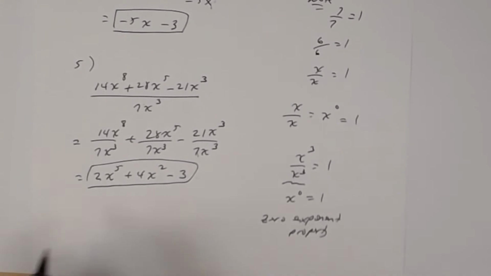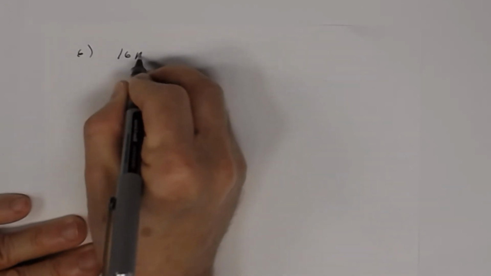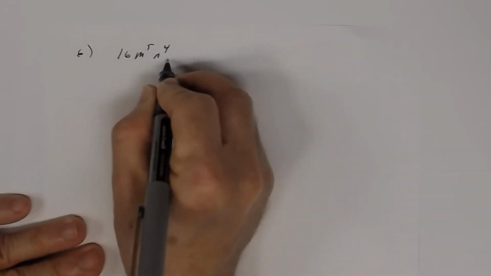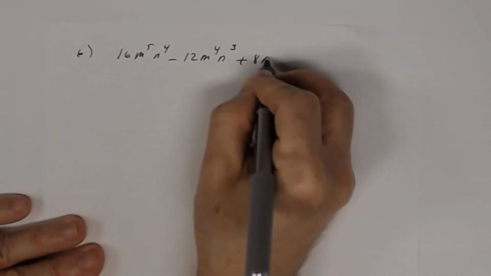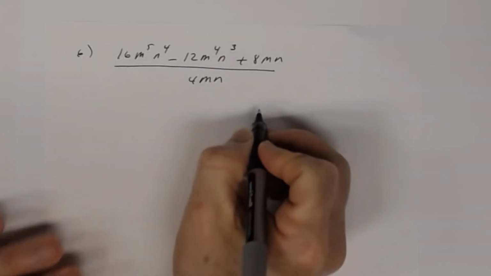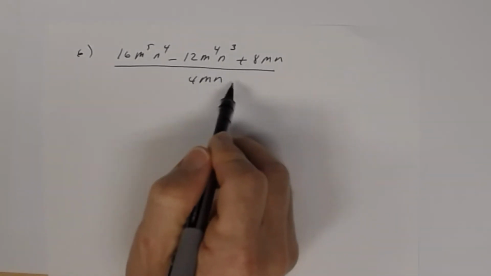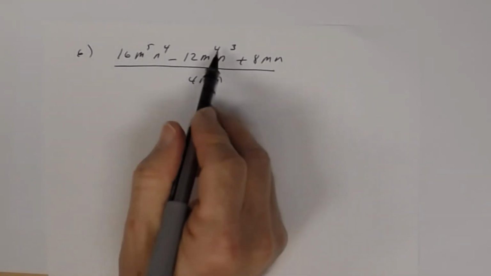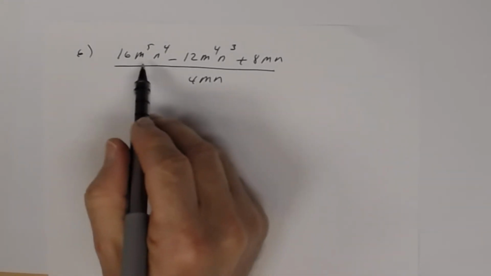All right, number 6, let's suppose we had this for number 6. So we have 16m^5n^4 minus 12m^4n^3 plus 8mn divided by 4mn. All right, so notice I have a polynomial divided by a monomial. So whenever you have a monomial, you're going to write it as 3, in this case 3, separate fractions, and you're going to reduce.